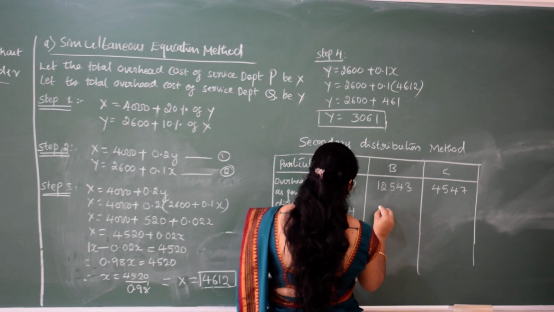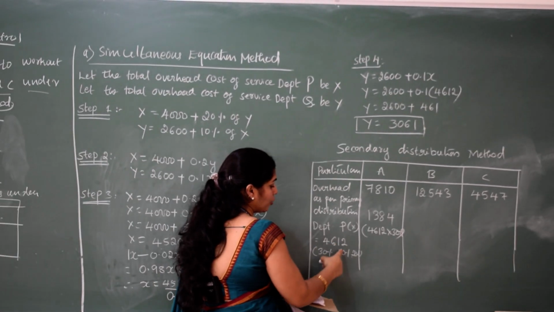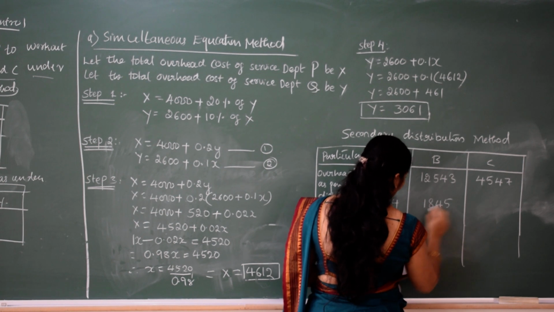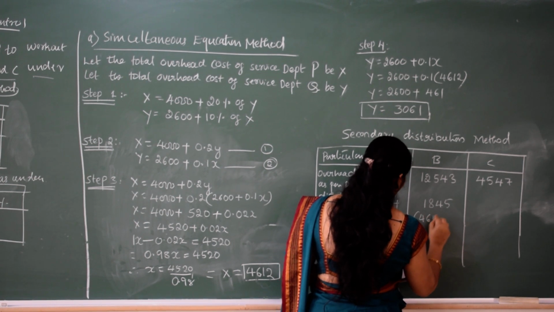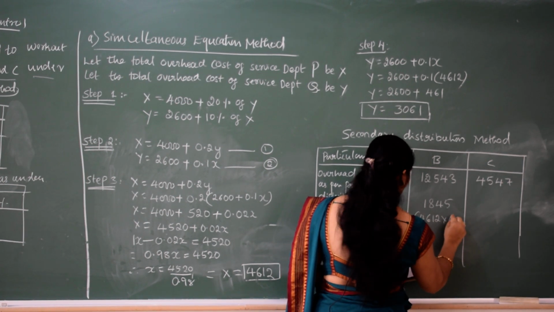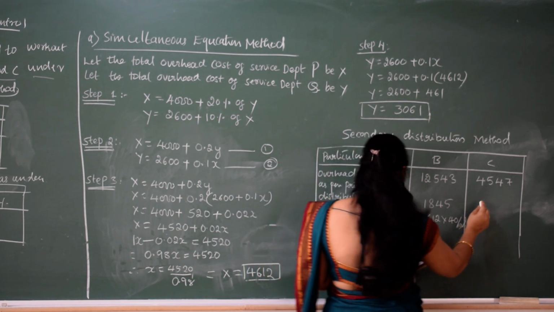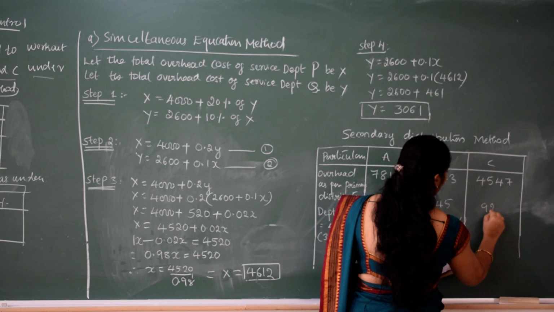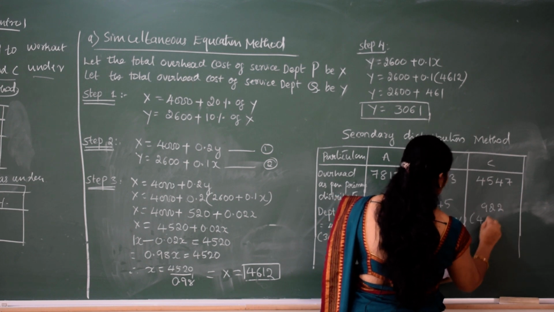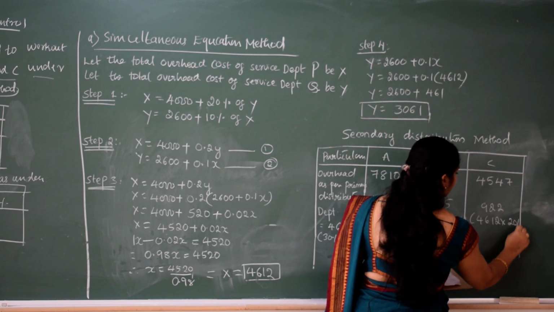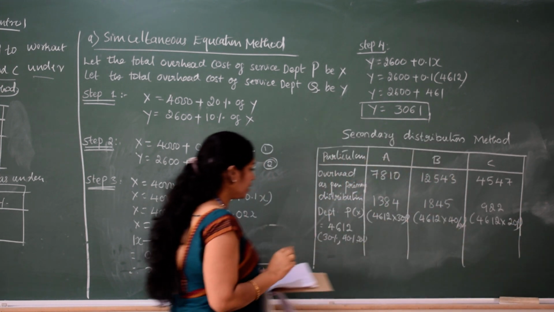Next, 4,612 into 40%, that is 1,845. 4,612 into 40%, 40 divided by 100. Then 922, that is 4,612 into 20%.